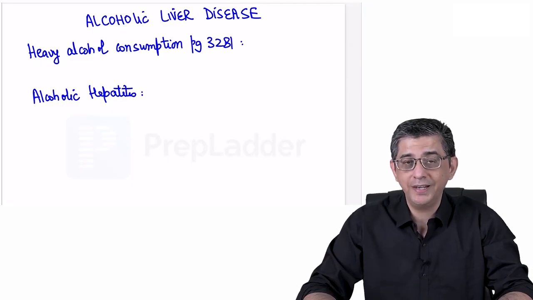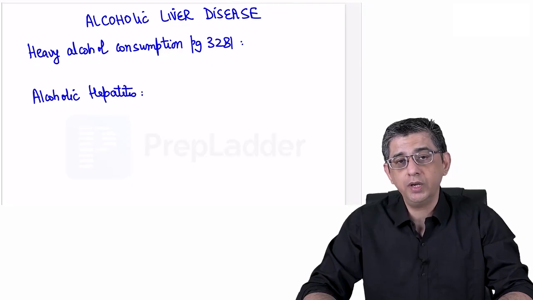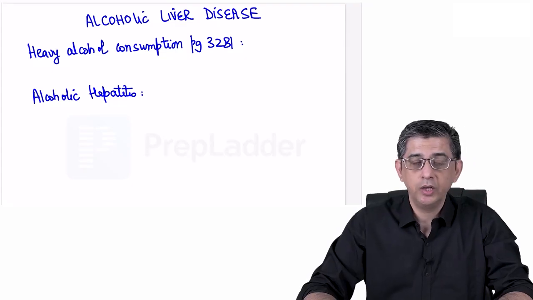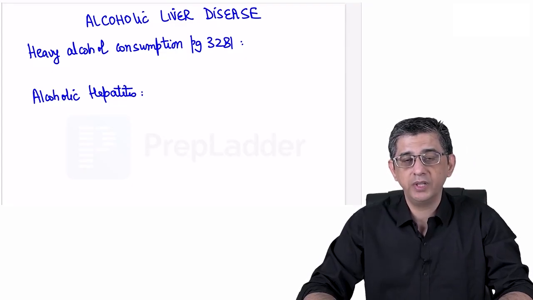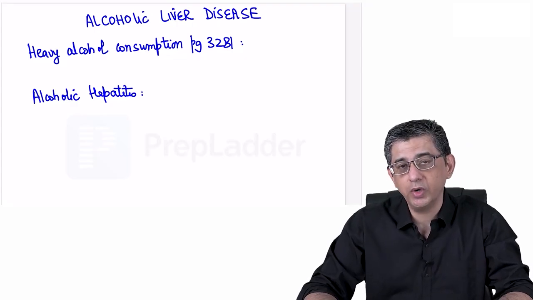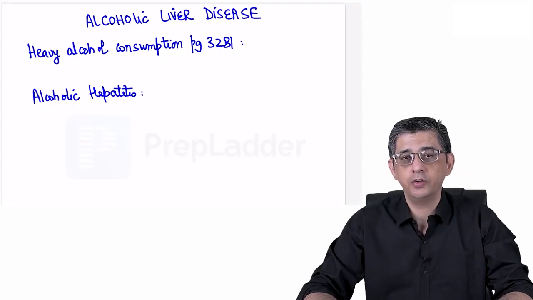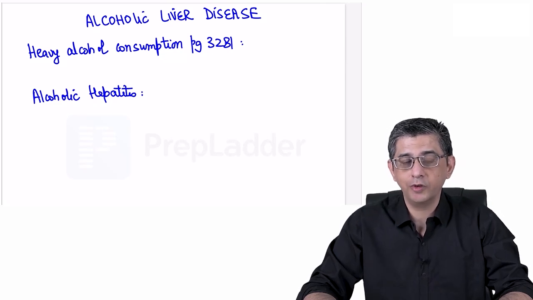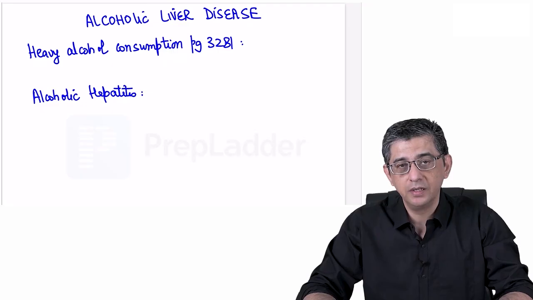But first of all, let's resolve this issue: what is the best test to identify alcoholic hepatitis? I know a lot of you will come up with answers like gamma GGTP. Some people will come up with the answer SGOT SGPT ratio. So let me resolve the controversy. Guys, in the exam, the wording of the question really matters.